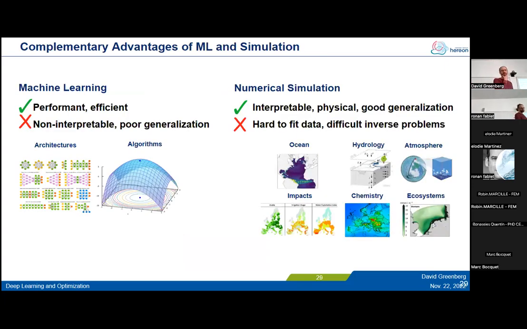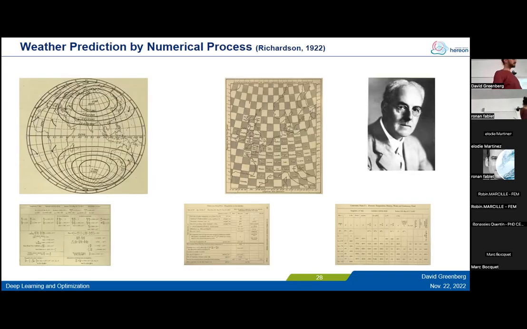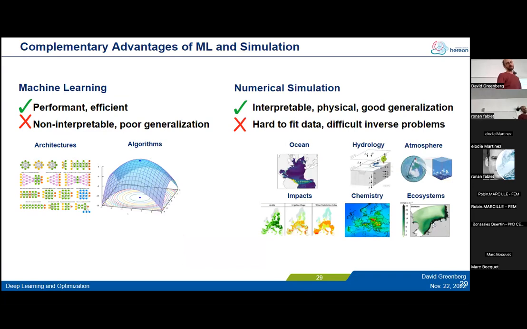But so we have these two streams of thought. Going back to Richardson, we have the physics-based approach and the telegraph map. And 100 years later, we're in the same situation, right?